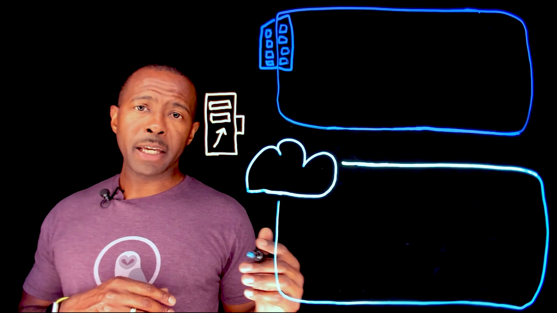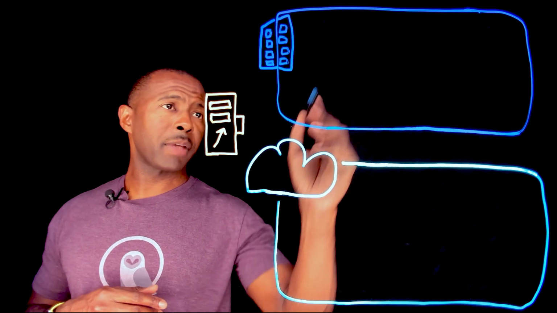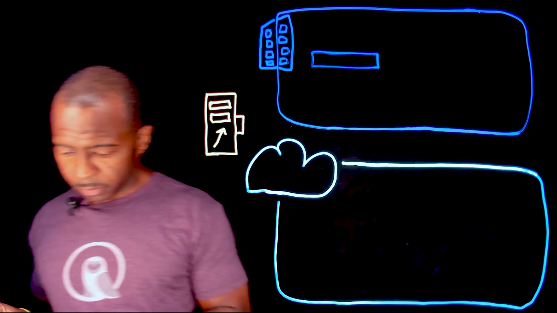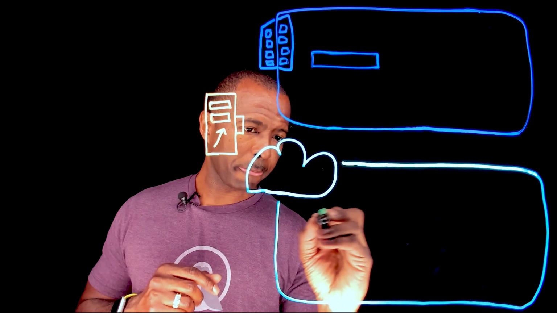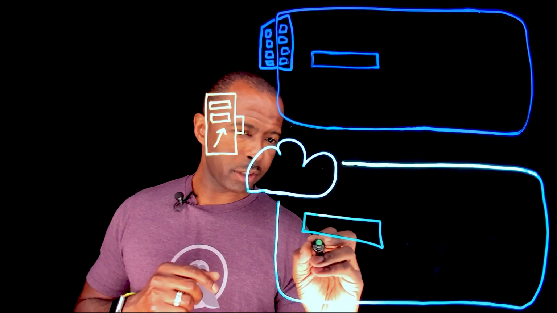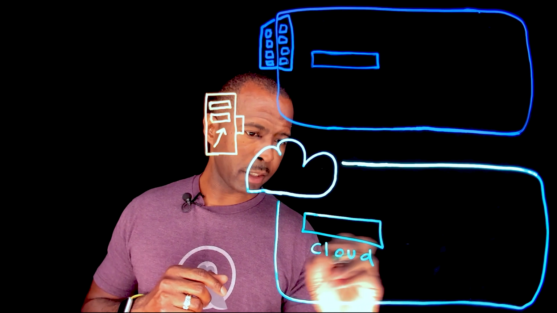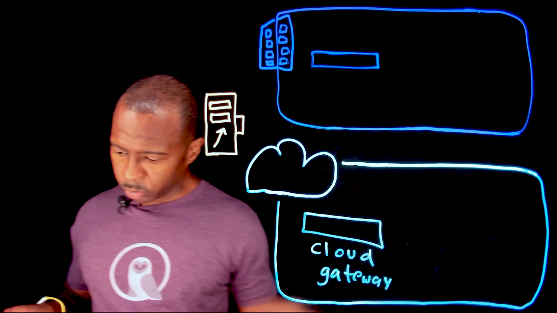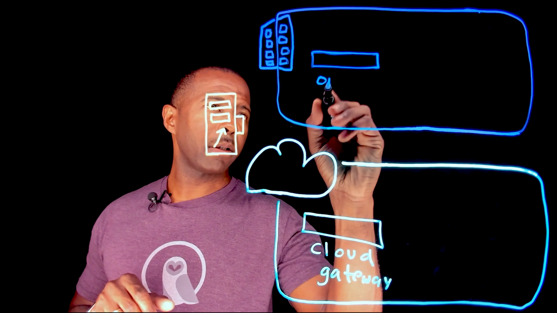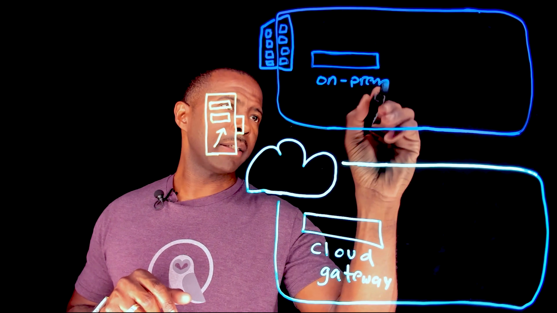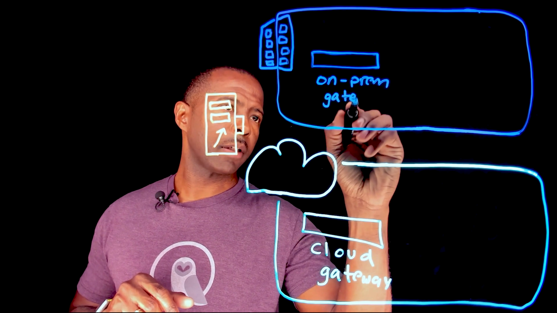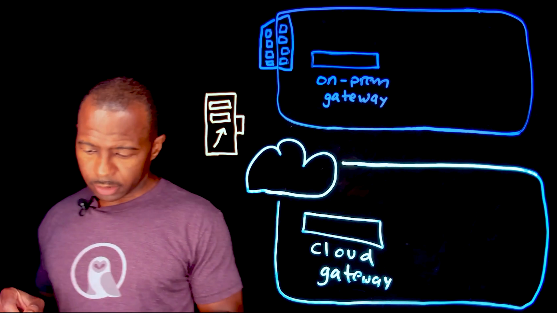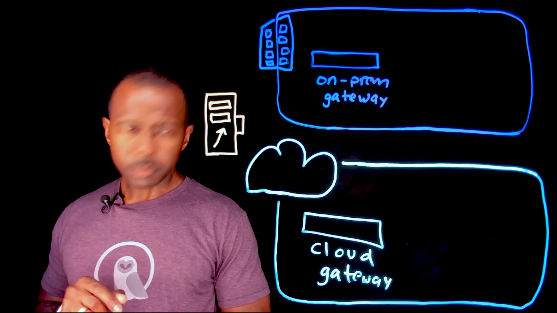Now, the first thing that you want to make sure that you have and you want to set up is what's called a gateway. You set up a gateway in the cloud, and you also will set up a gateway on-prem. And this is where your communication will happen between both of your environments.